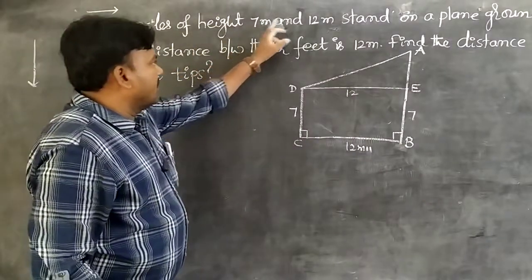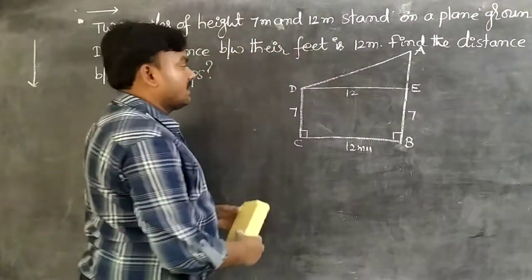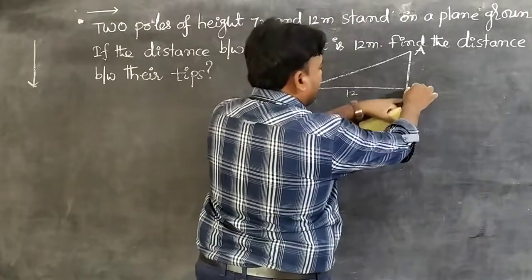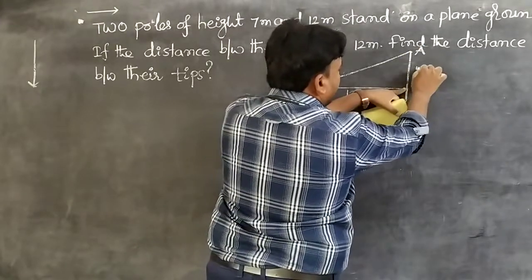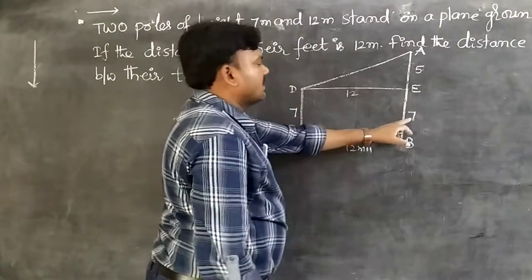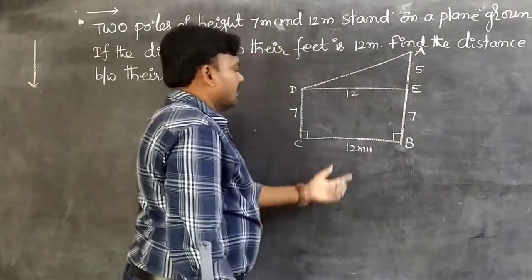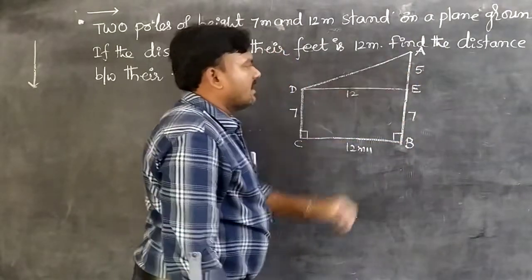One pole is 7 meters, the second pole is 12 meters. So up to here it is 7, and automatically the value up to AE is 5. So 7 plus 5 is nothing but 12. This value is different and this value is also different.